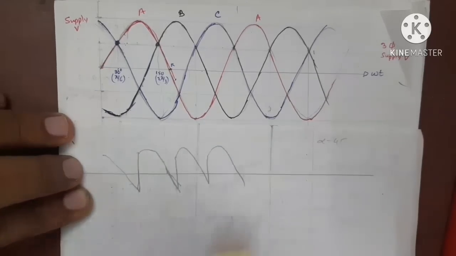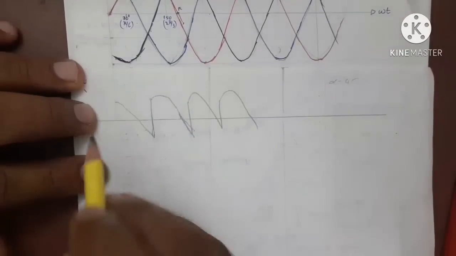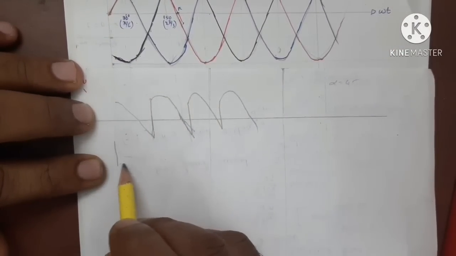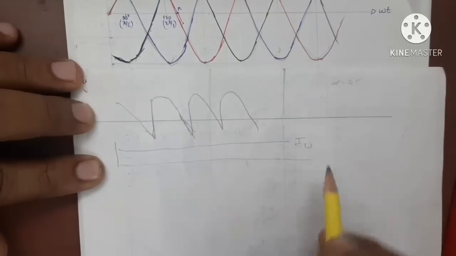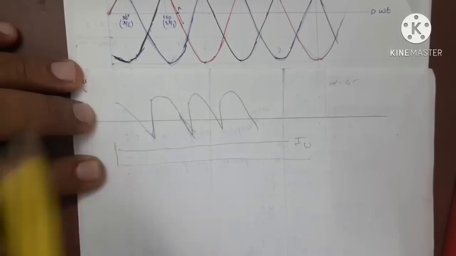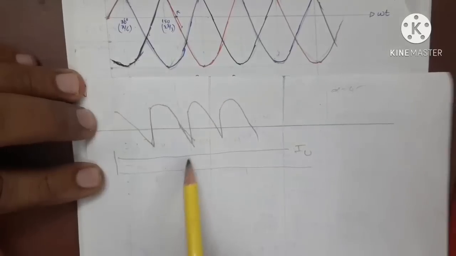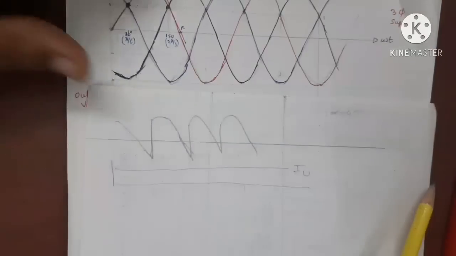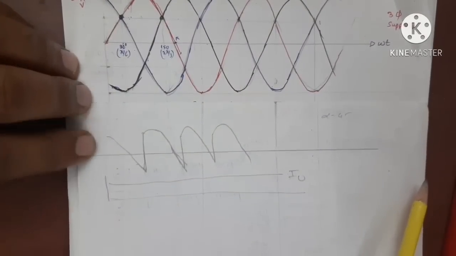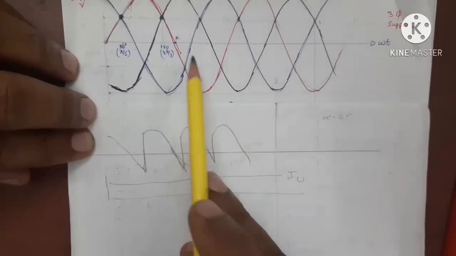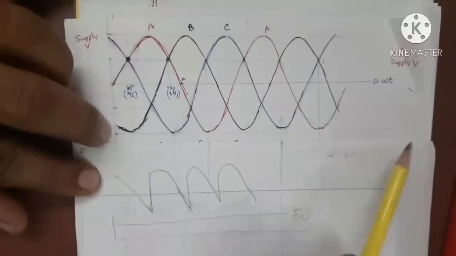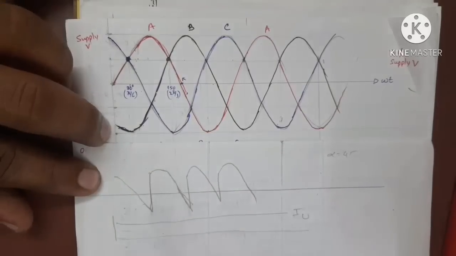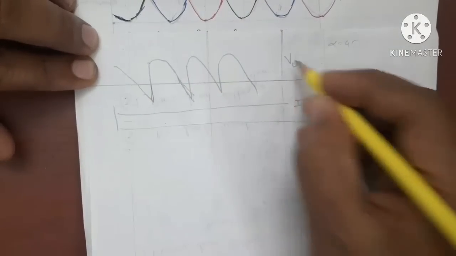Suppose you assume a constant current. Let the output current be constant value I0. So during when T1 is conducting, this I0 will flow through T1, and at 150 plus alpha T2 will be triggered, so I0 will be passing through T2, etcetera. So if you are drawing the waveforms, this will be the output voltage waveform.